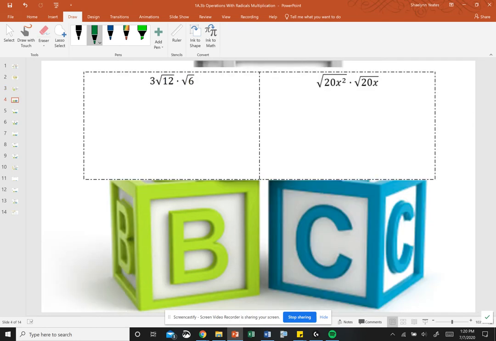So let's go ahead and try to do a couple of these problems. So right here, I would just do 3 times 1, which is just 3, and then 12 times 6, which is going to be the square root of 72.